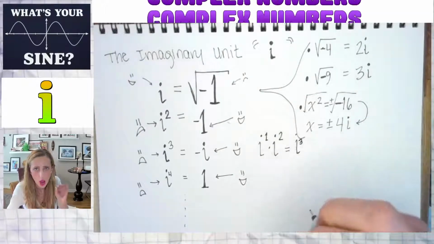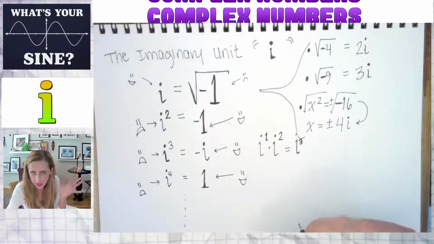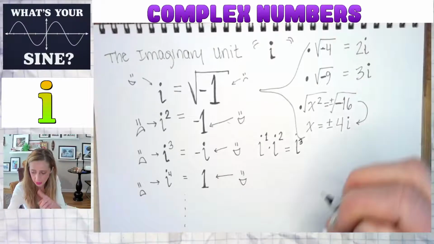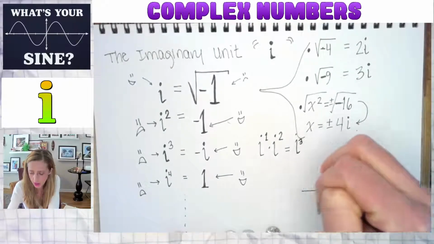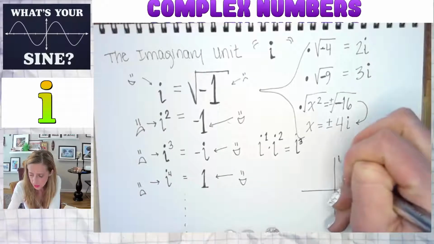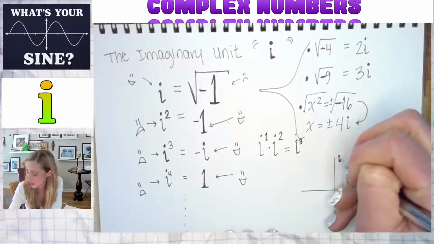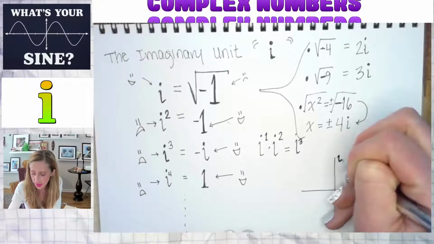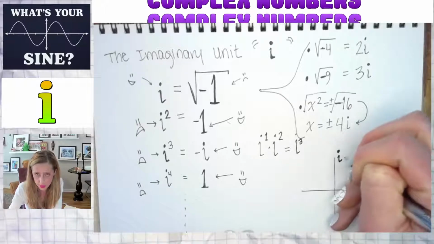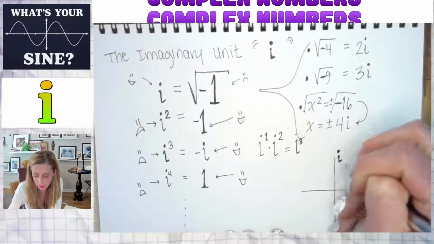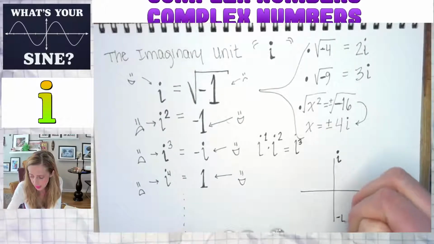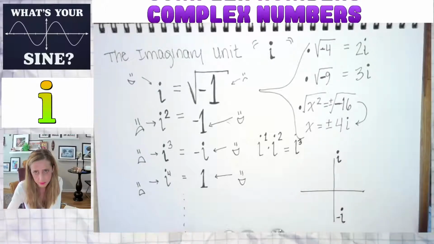So since this pattern continues, what could we do? i rhymes with y, okay? Remembering this, i rhymes with y. So I'm going to make this my i axis, instead of y. i, positive up there, negative i down here.